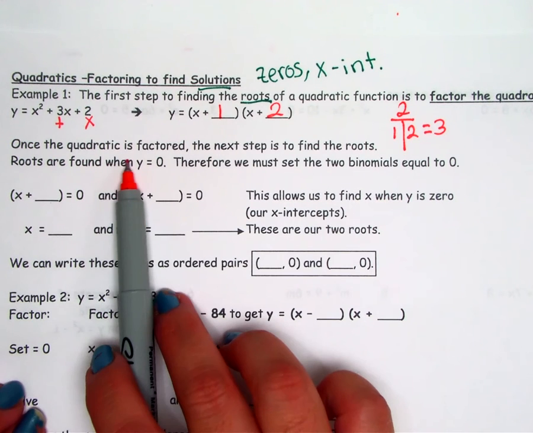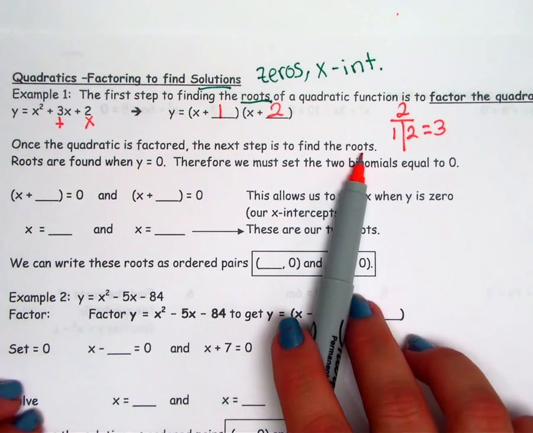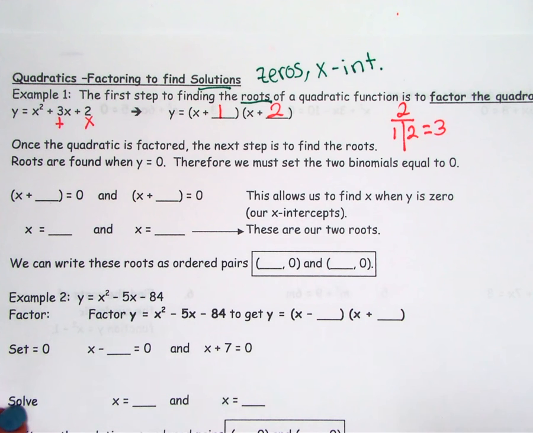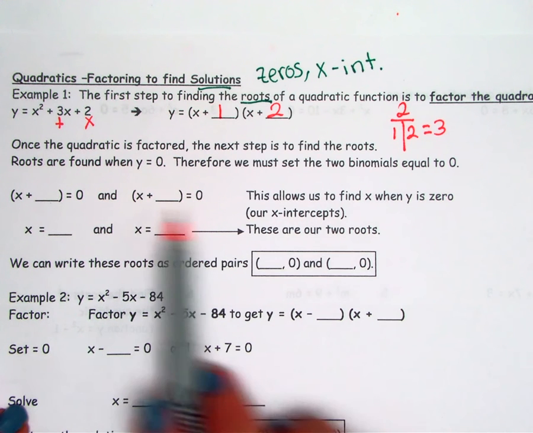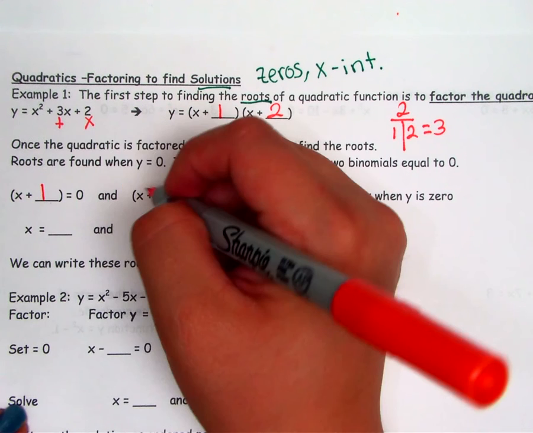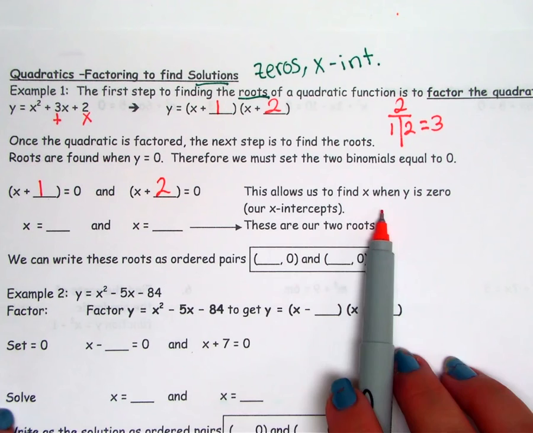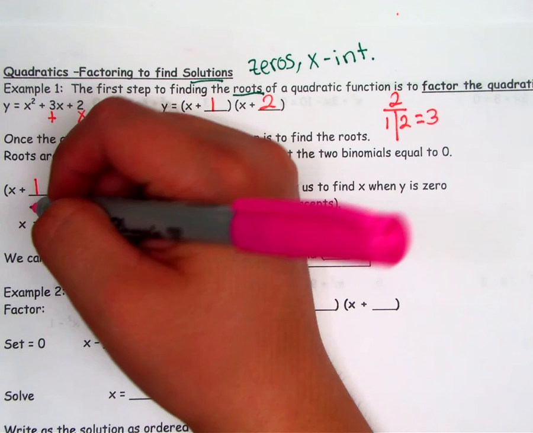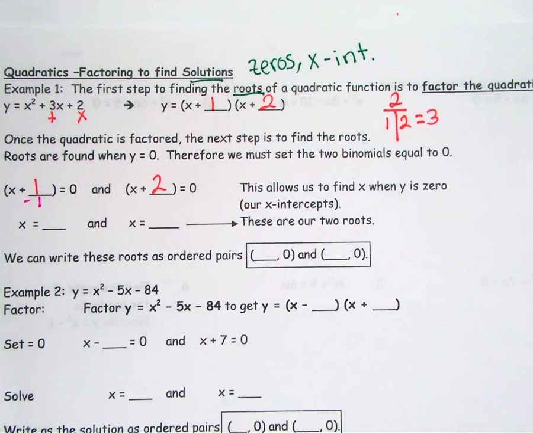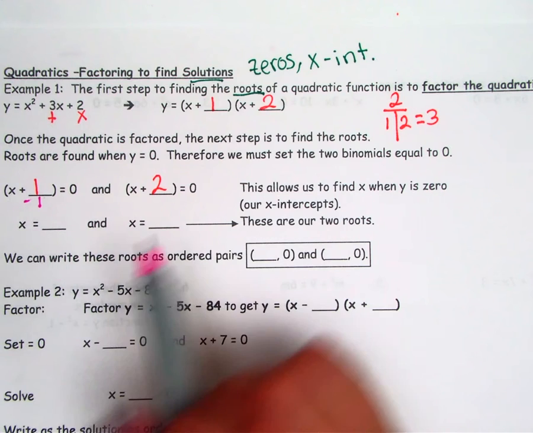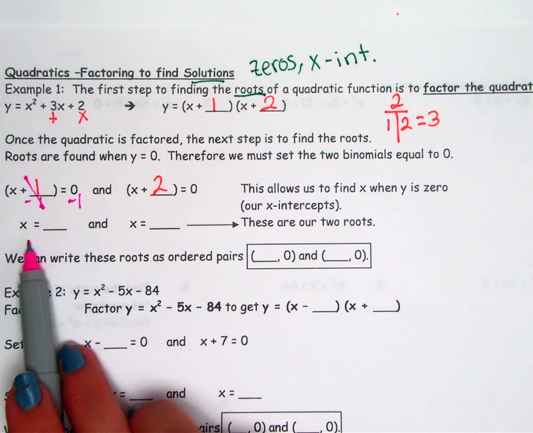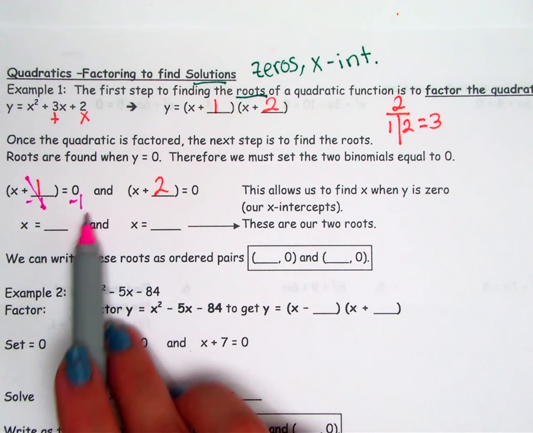Once the quadratic equation is factored, the next step is to find the actual answer, your roots. Now your roots are found when y is equal to 0. Therefore we must set the 2 binomials equal to 0. So we had a 1 and we had a 2. Now this allows us to find x when y is 0, also known as our x-intercepts. So if I want to get rid of that 1, meaning I want x by itself here, all I need to do is subtract 1. But the rule in algebra is what you do to one side of the equal sign, you have to do to the other. So 1 minus 1, that goes away, which leaves us with the x. And 0 minus 1, well, that's just negative 1.